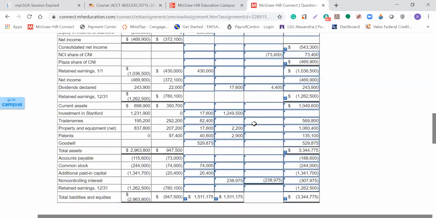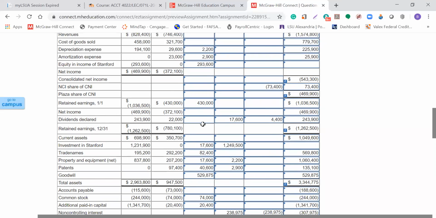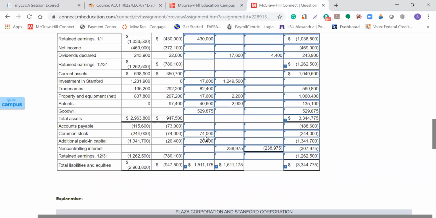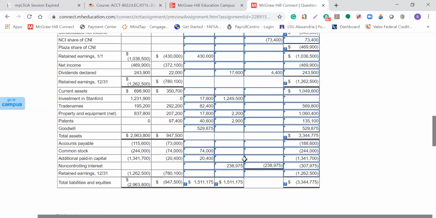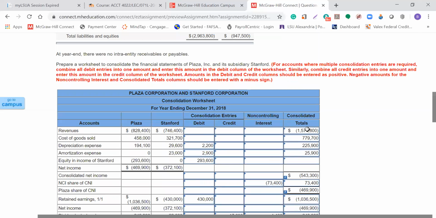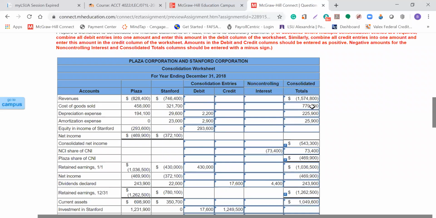non-controlling interest, that's my fault, investment in Standard, trade names, property and equipment, patents, goodwill. We had adjustments for common stock, paid-in capital, non-controlling interest adjustments, and then we had the entry for the liabilities and equity. On the consolidated totals, you can see where the adjustments were made.